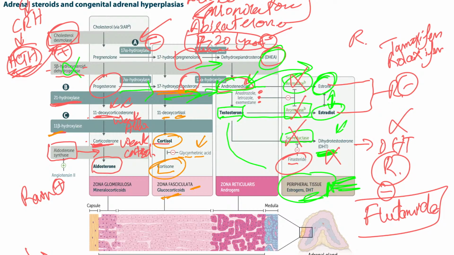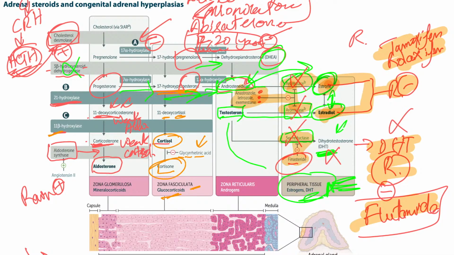Okay, as for the drug purposes, let's just read one more time what we talked about as high yield. You could block the aromatase enzyme by these drugs, which are anastrozole, letrozole, exemestane. Important. You could block 5-alpha reductase by finasteride, but you could also block these receptors that the estrone and estradiol work on by tamoxifen, raloxifene. You could block the DHT receptor by flutamide. Okay.